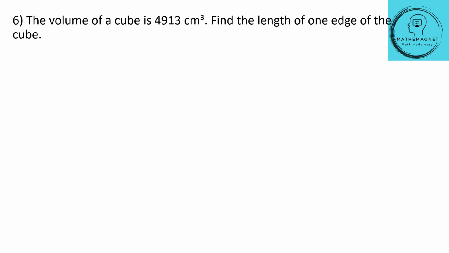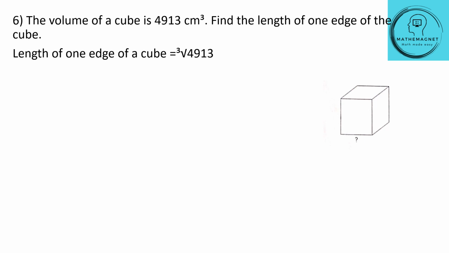Question number 6. The volume of a cube is 4913 centimeter cube. Find the length of one edge of the cube. Now we all know in a cube all the edges measure the same. So they have given us the volume. So volume is length into breadth into height, and when length and breadth and height are all equal, to find the measurement of one edge, we need to find the cube root of the volume. So basically the length of the edge of the cube will be cube root of 4913, which is equal to 17.